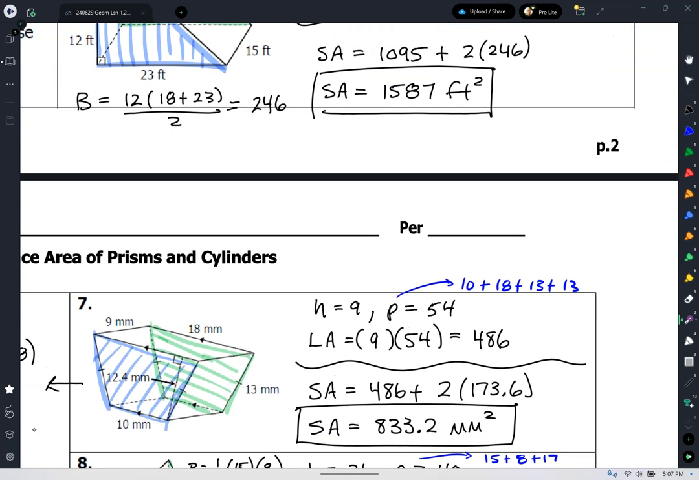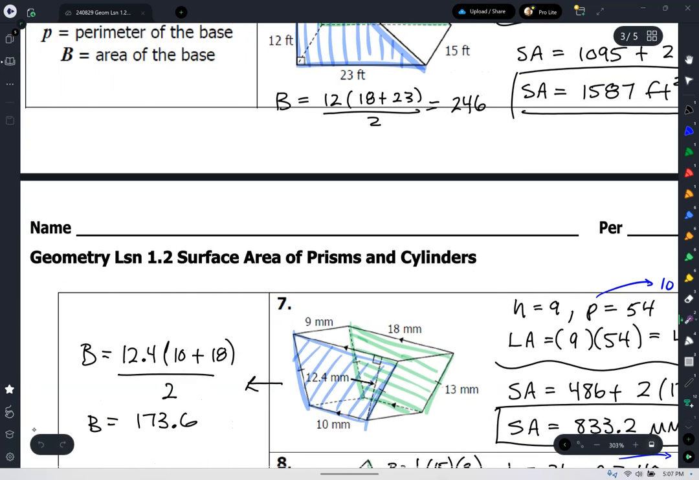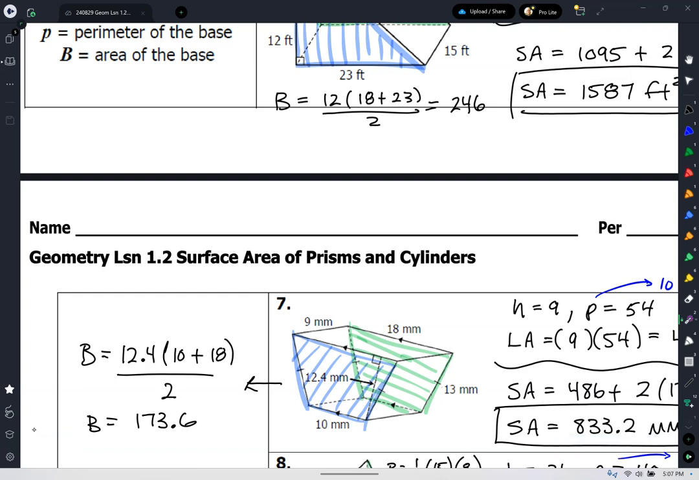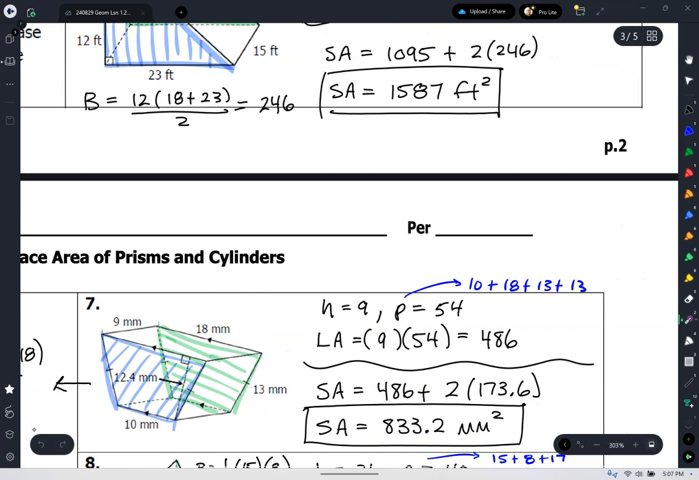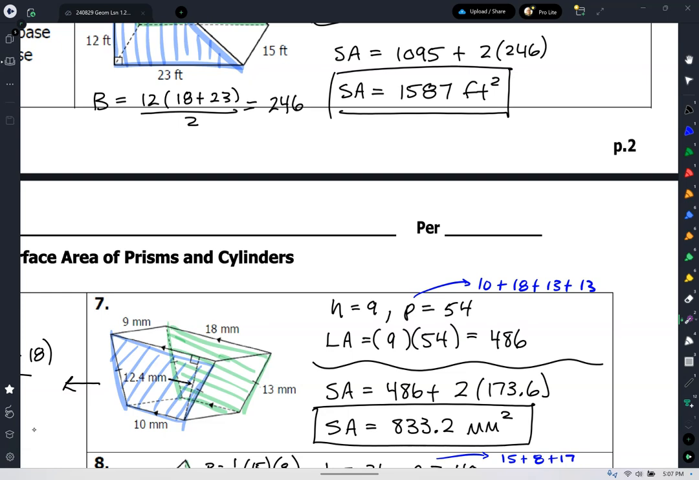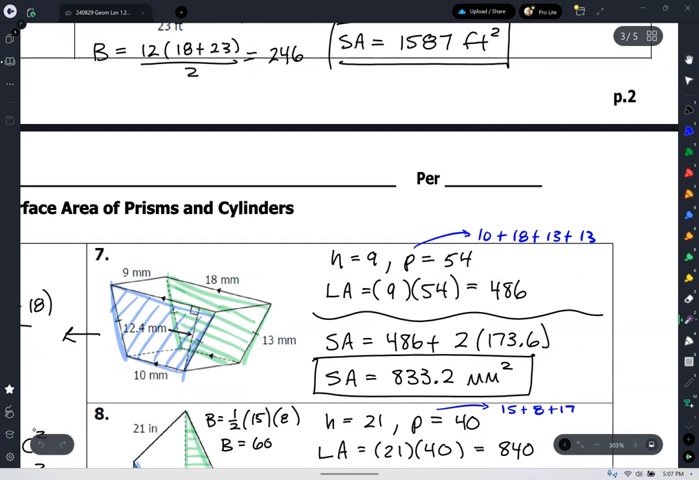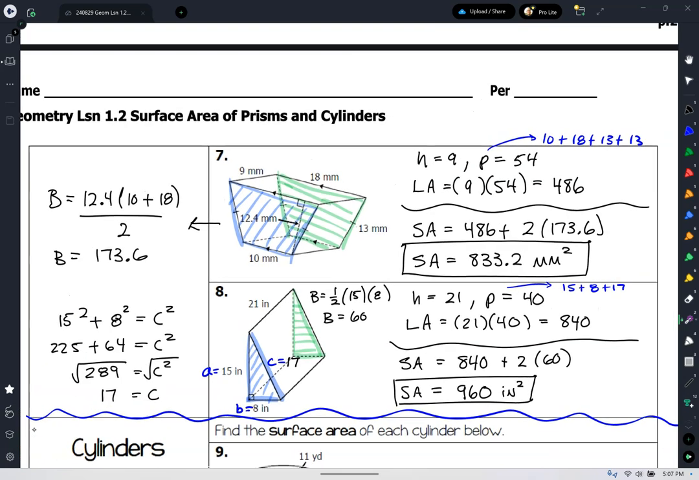All right, here is 7. Let's take a look at 7. So 7, you can see over here, I calculated the trapezoid area, right? So I used the height and base for the two-dimensional trapezoid. That allows me to come up with that capital B area base that I can use in my lateral area formula, and in here for my surface area like that, right?